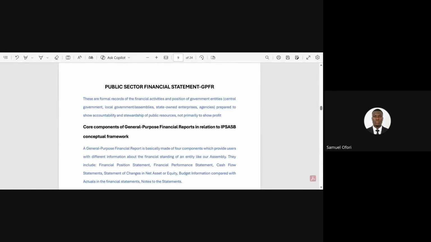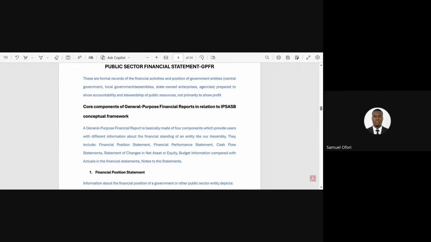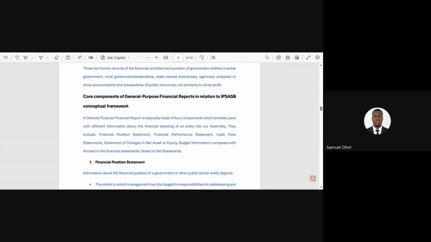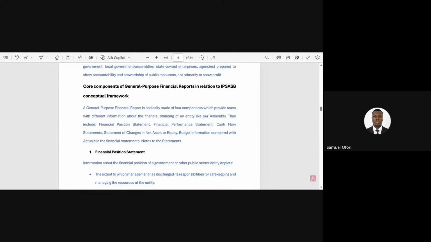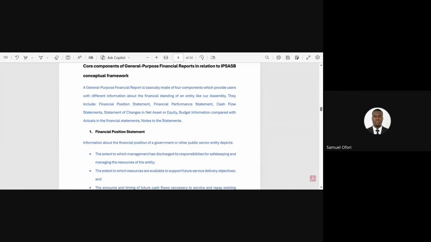All right, so let's look at the core components of a general purpose financial statement. What constitutes a financial report? First of all, we have the financial position. What information does it give us? The information about the financial position of a government. Okay, so we are looking at the extent to which the management has discharged its responsibility for safekeeping and managing the resources of the entity. So the financial position is going to show you how resources were used, how they were managed, how much inventory we have, how much receivables we have. Those information are found in our financial position.